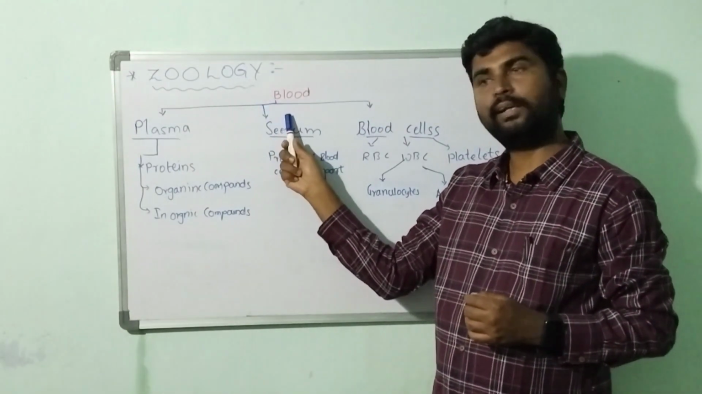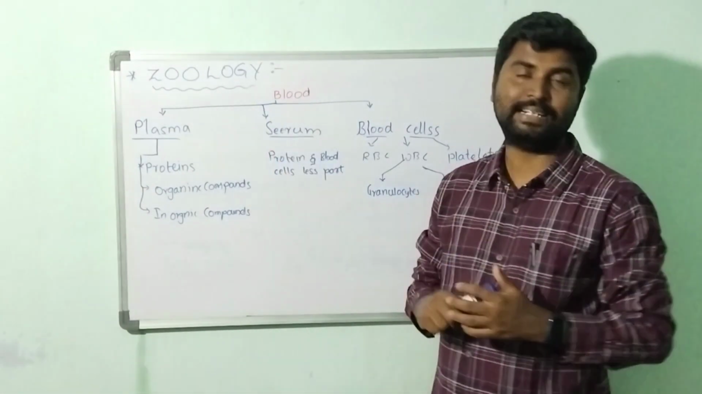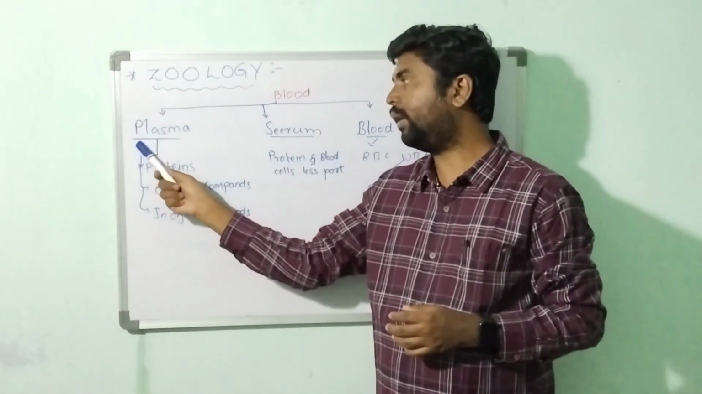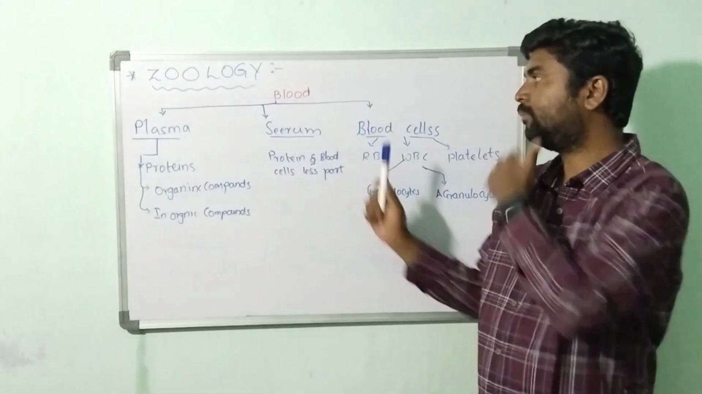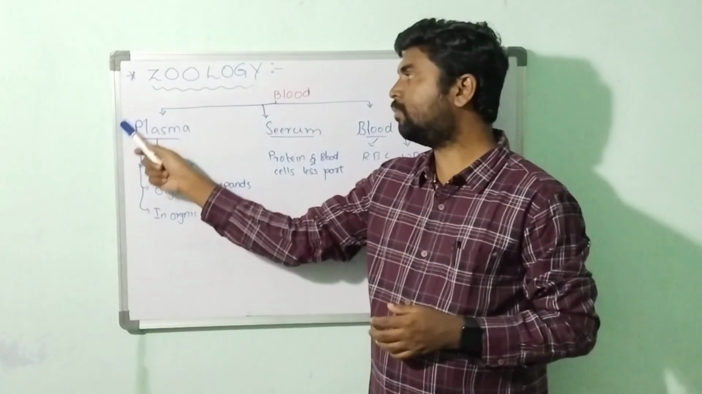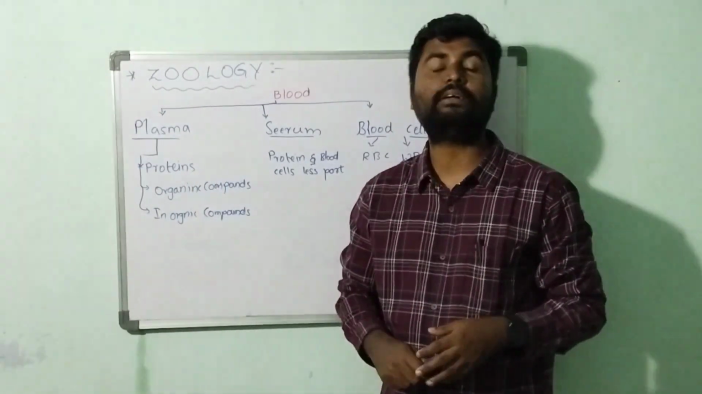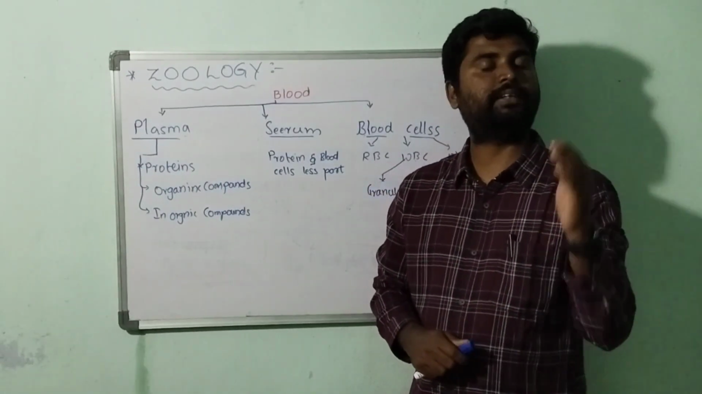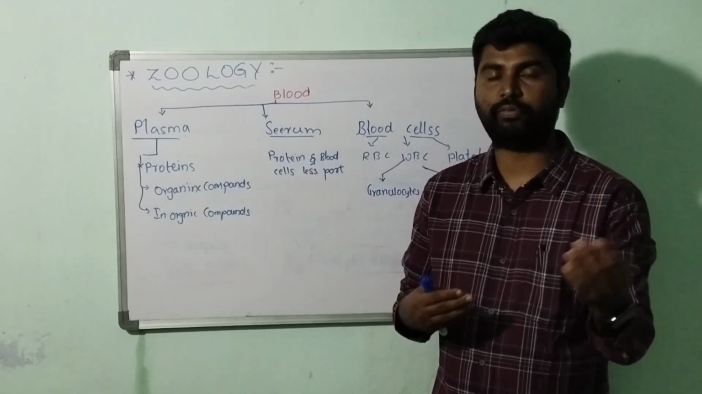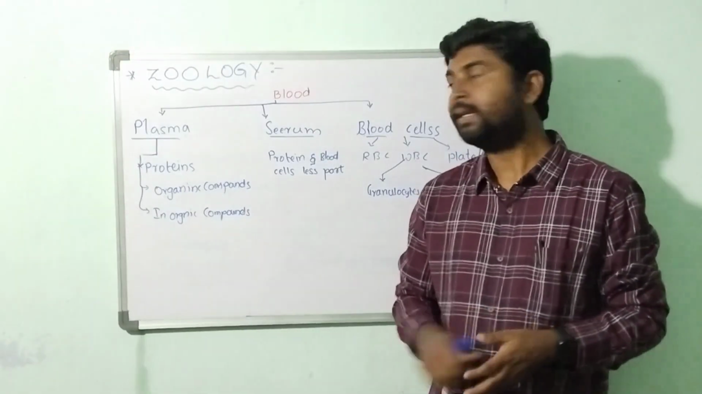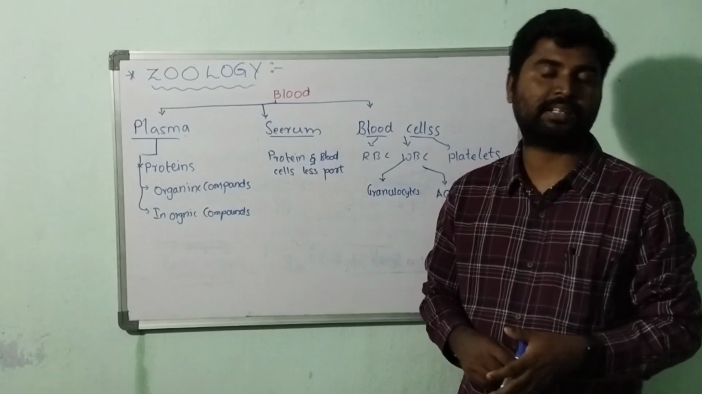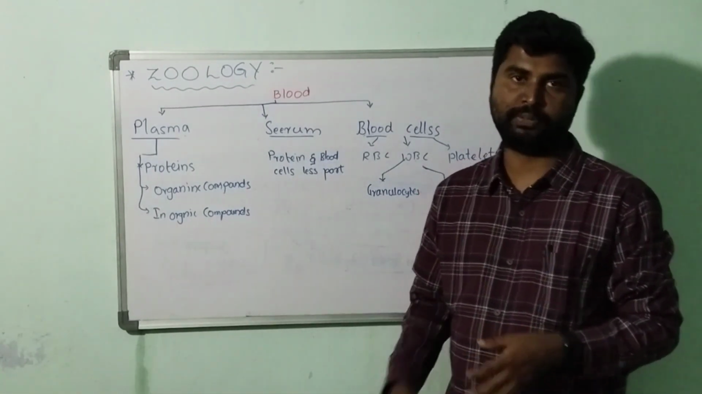So in blood, we have to know the components of blood. The three major components of blood are plasma, serum and blood cells. So what is plasma? Plasma is a colorless fluid. After the separation of blood we find a colorless fluid, plasma. In this plasma there are proteins, organic components and inorganic components.